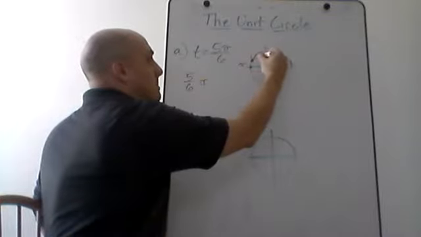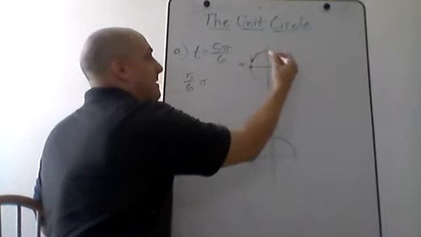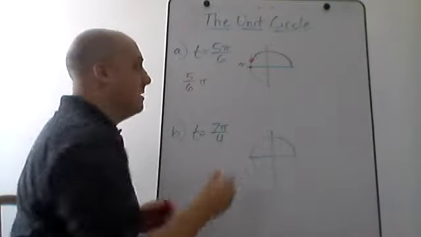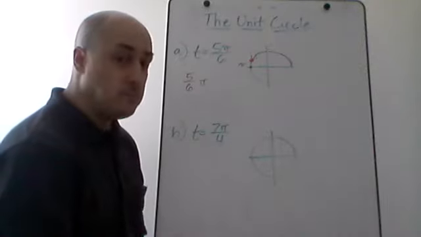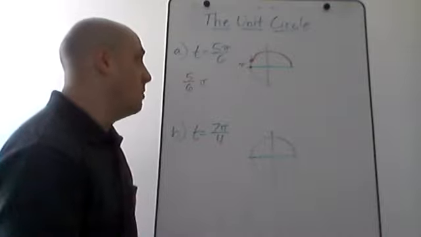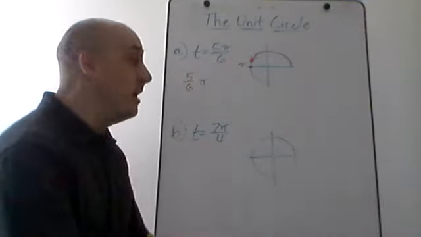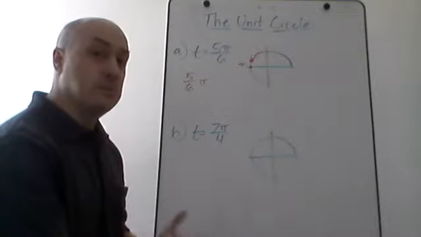Right, that's going to be my t value of 5/6 pi, or 5 pi over 6. So here's where my point is going to end up. I know that I'm going to be in the second quadrant. Exactly where that point is in the second quadrant is not so important right now. Just knowing which quadrant you're in is what really counts here.